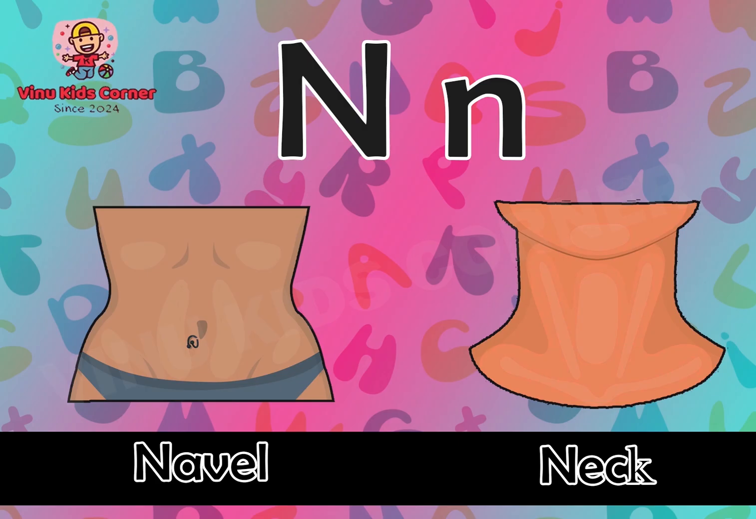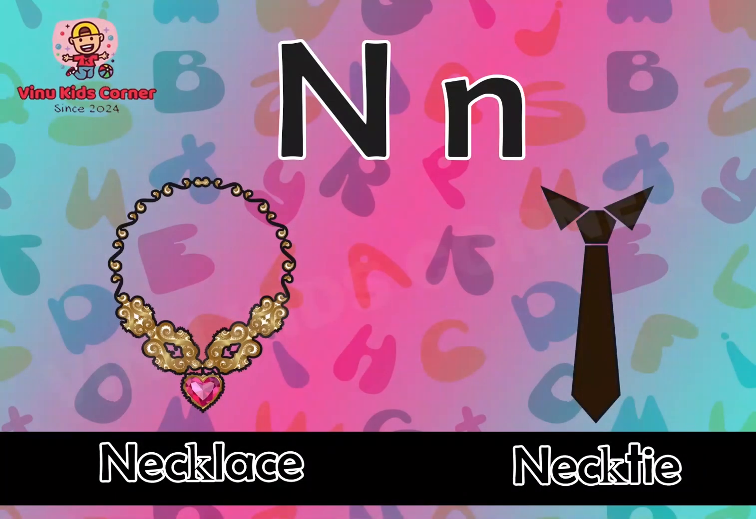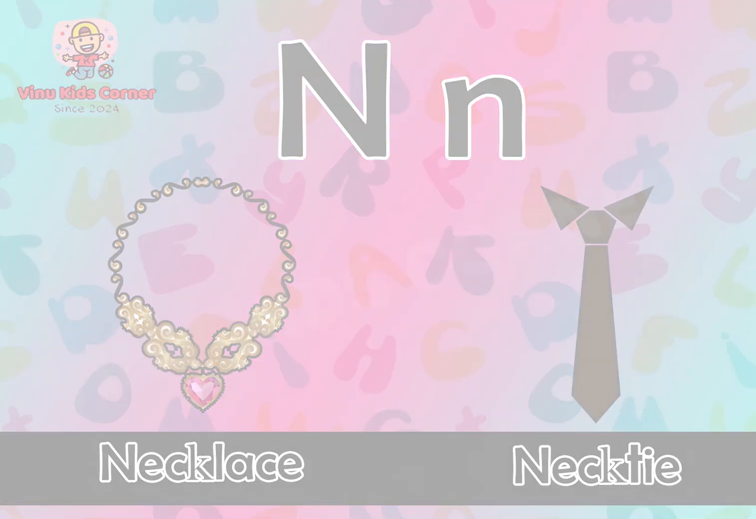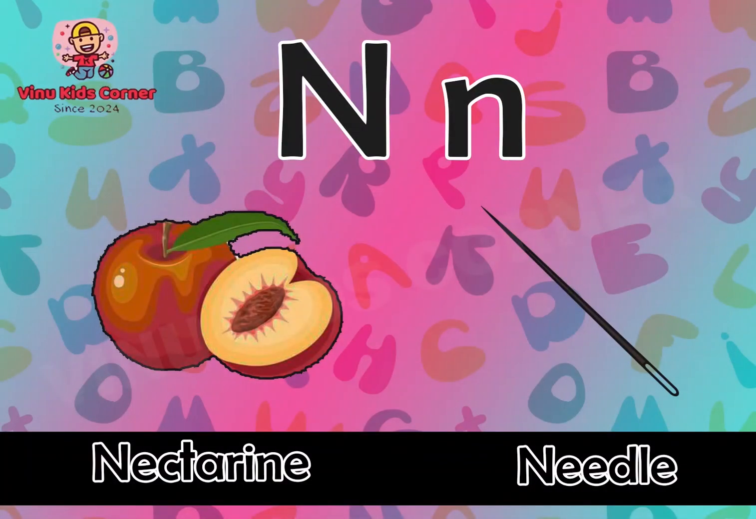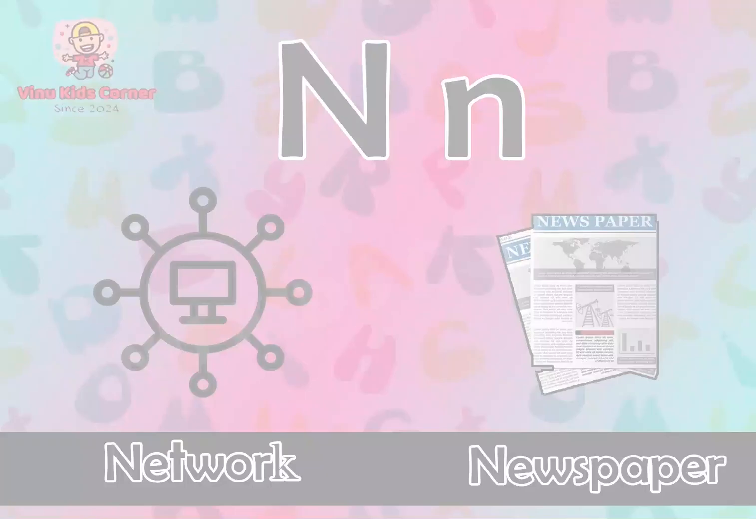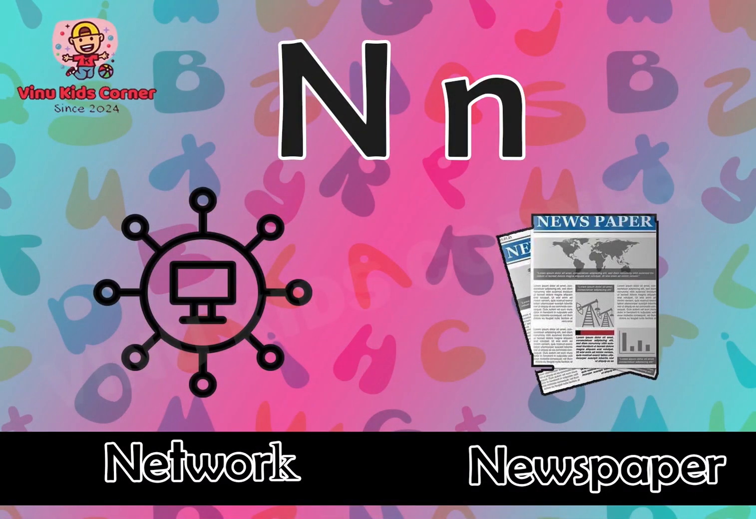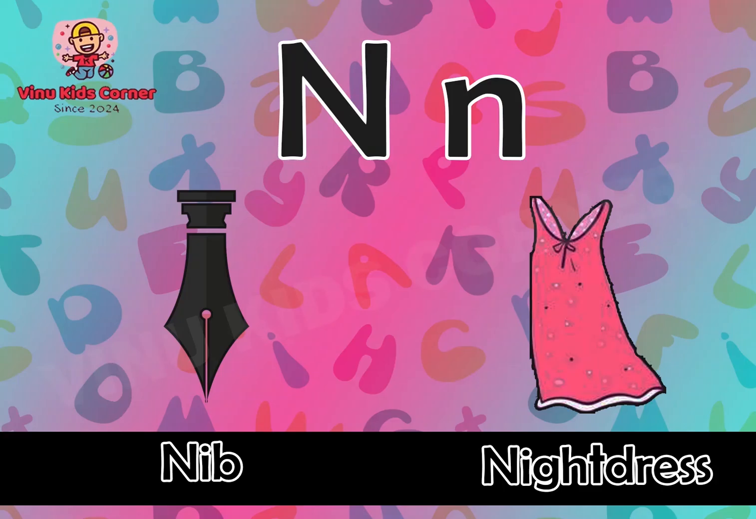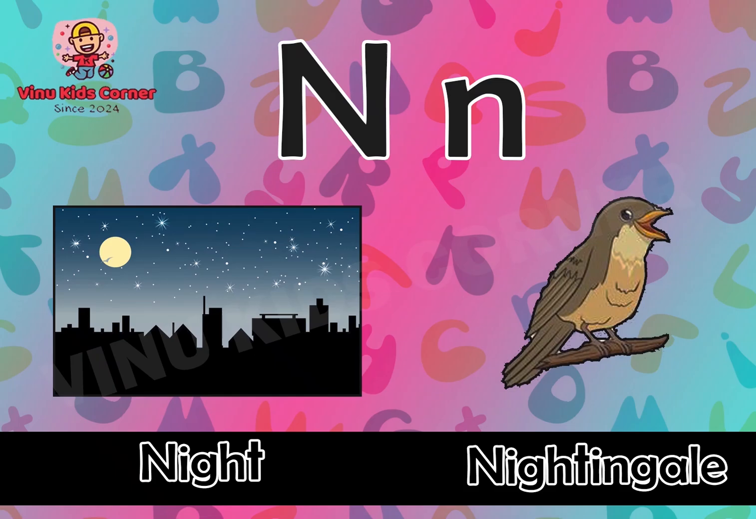N is for neck. N is for necklace. N is for necktie. N is for nectarine. N is for needle. N is for nest. N is for net. N is for network. N is for newspaper. N is for nib. N is for nightdress. N is for night.